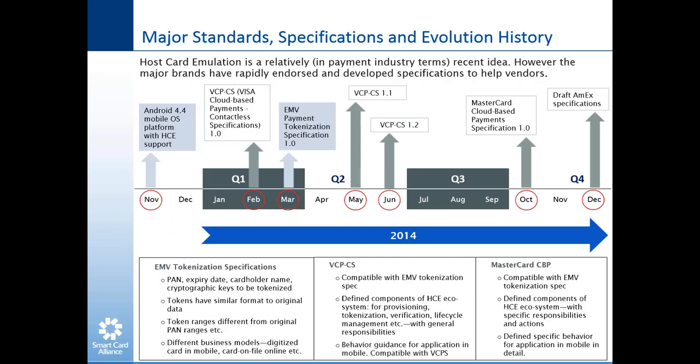So from a standards development standpoint, it's important to know that there's been a lot of activity. First, Google introduced HCE capabilities with Android 4.4 back in November of 2013. Since then, EMVCo published their tokenization framework. Following that, the major payment networks, Visa, MasterCard, and Amex, have implemented their versions of HCE application support utilizing the tokenization framework as well. So the combination of HCE availability as well as a tokenization framework has enabled the networks to come up with their specifications in order to support payment use cases utilizing HCE.